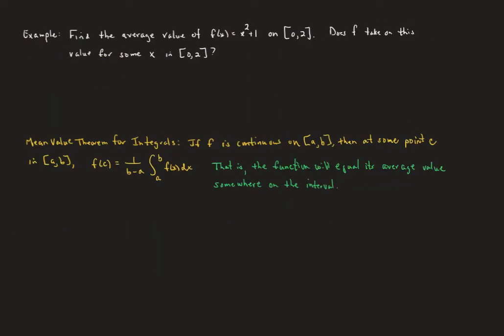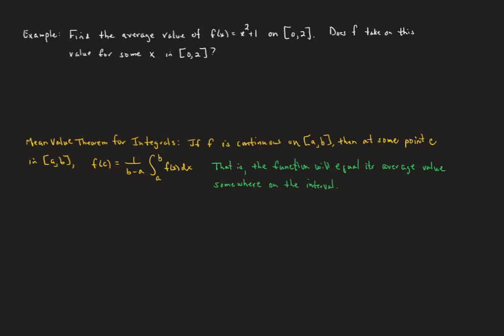Let's do an example of this. So we're going to find the average value of f of x, which in this case is equal to x squared plus 1 on the interval from 0 to 2. And then we're going to ask the question, does f take on this value for some x in that interval?